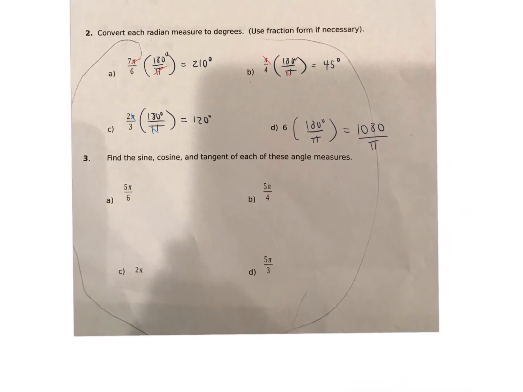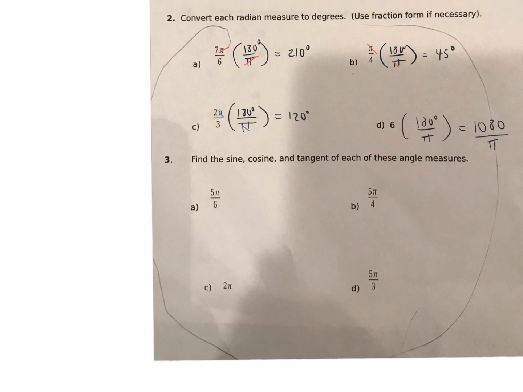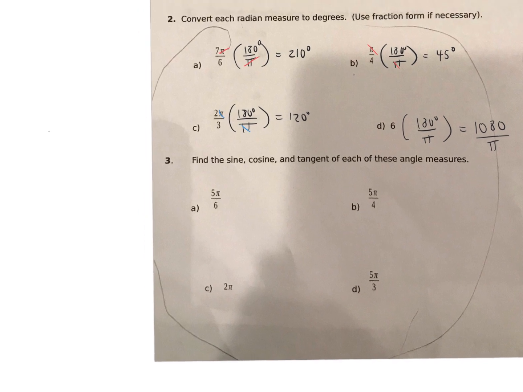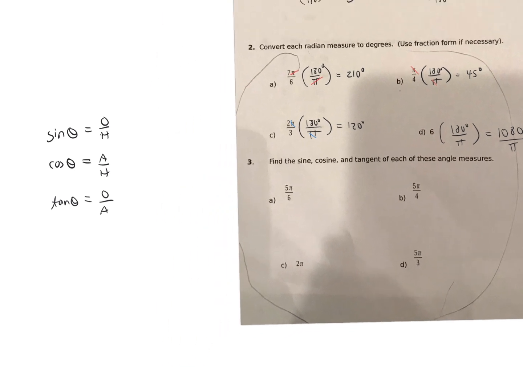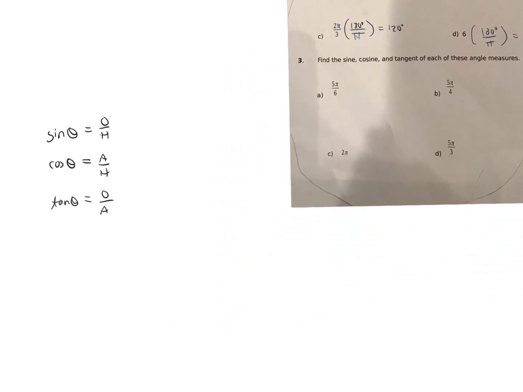Looking at 3A, find the sine, cosine, and tangent of each of these angle measures. Okay, so a couple concepts are necessary for this part. The first is that the sine of any angle is going to be opposite over hypotenuse. The cosine of any angle is going to be adjacent over hypotenuse. And the tan of any angle is going to be opposite over adjacent. That's an important concept that you need for these problems.